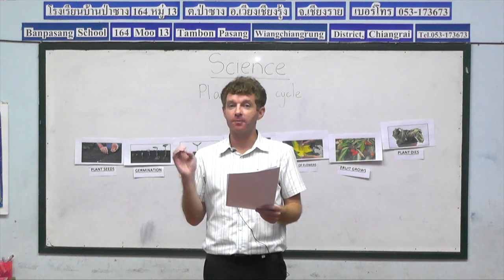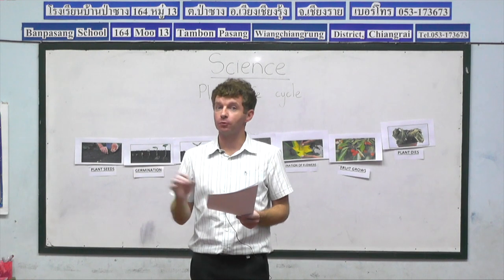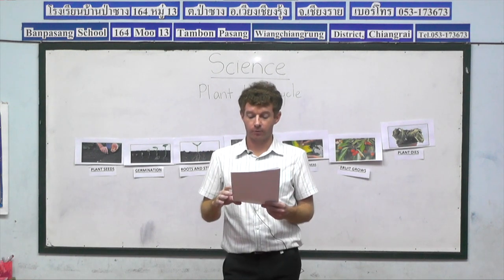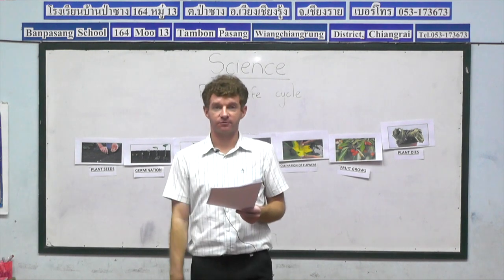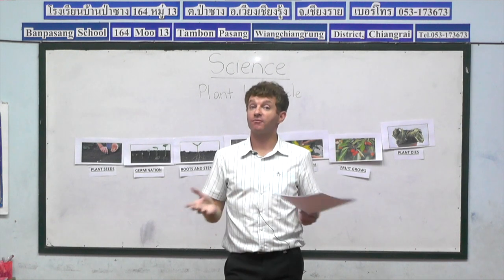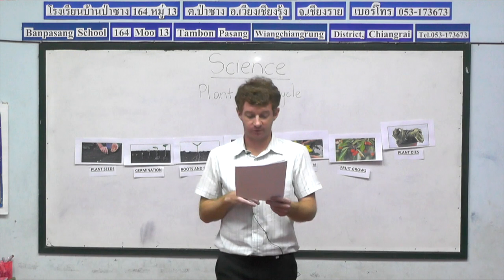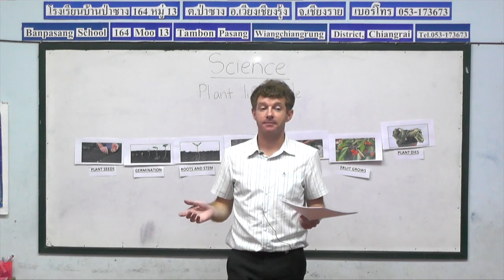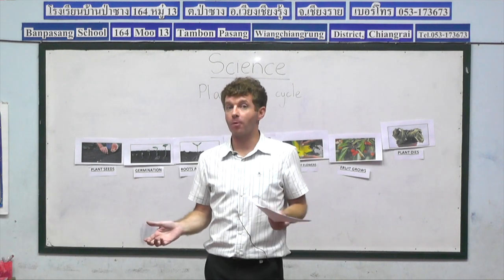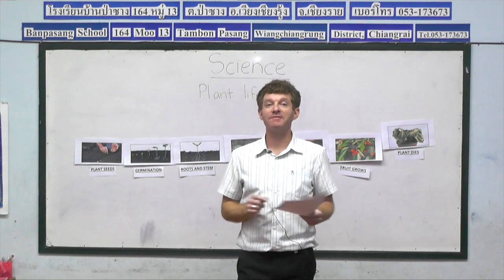Roots anchor the plant to the soil. The stem transports water and food around the plant. The stem also provides support to leaves and flowers. Leaves capture sunlight to make food for the plant. Plants make food through photosynthesis. Flowers can be many different colors. Some plants produce fruits, such as strawberries and bananas. Plants are an example of living things.